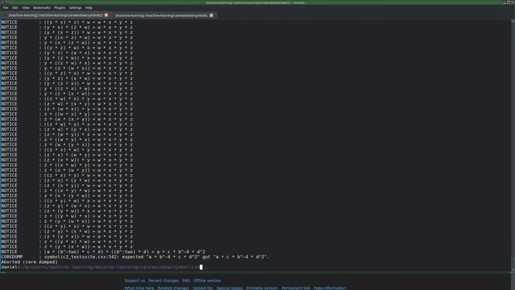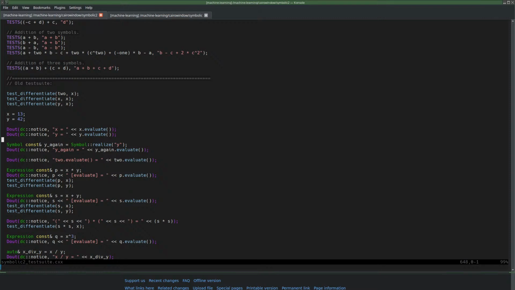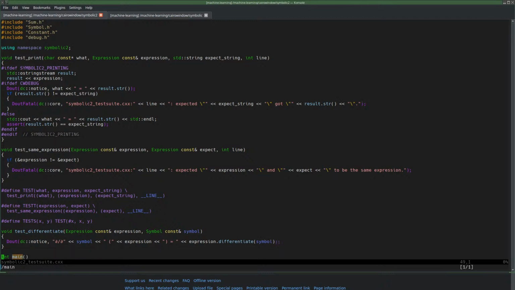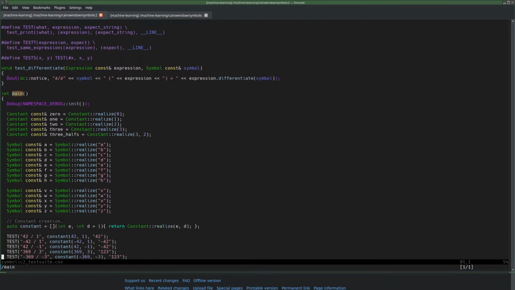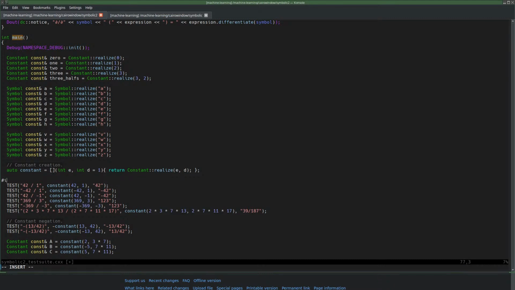Okay, the first step is to make the test suite a little bit smaller. Just do a single test. I'm going to comment out absolutely everything. Well, I can create the symbols. Then nothing else is required.